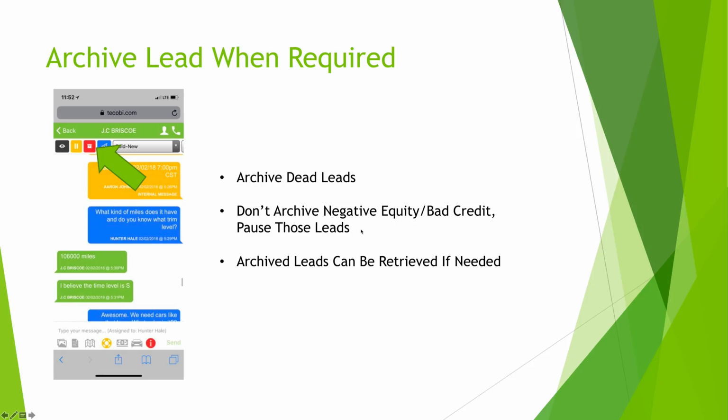You can pause the lead out as far as you like. So if the customer has negative equity, pause it for 3 or 4 months and send them a text message at that time to see if they'd like to pick up their car shopping process again. Archive leads can be retrieved. They're not deleted, so don't worry if you hit the button, we're not deleting anything.